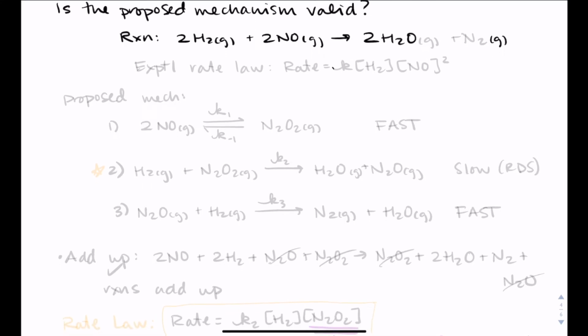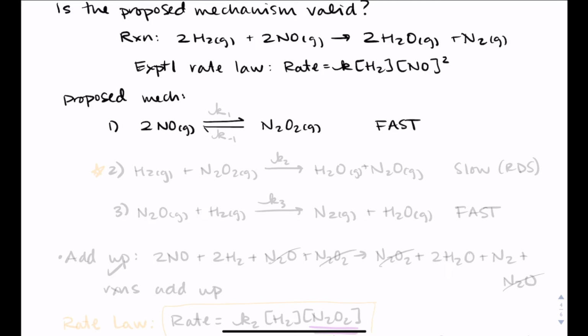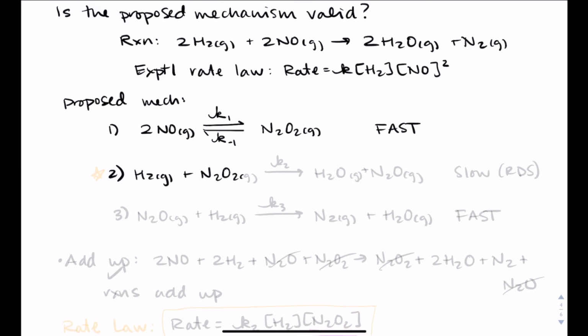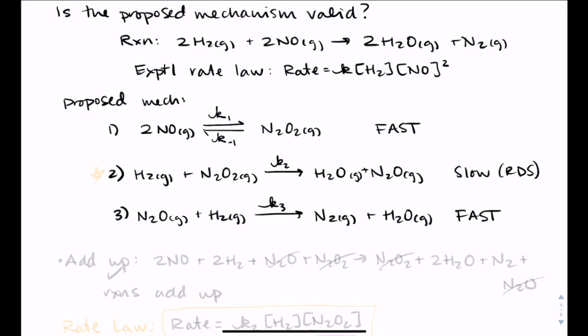We have 2H2 plus 2NO, making 2H2O and N2. The experimental rate law is that the rate is equal to k[H2][NO]^2. And my proposed mechanism has a fast step. So it's an equilibrium. It may not be labeled as an equilibrium in all of the problems that you see, but you will need to treat it like an equilibrium. So I've got equilibrium arrows. This step is fast. The second step is slow. That's my rate determining step. And then step 3 is fast. So step 3 will not be an equilibrium because it's just going to make the products.